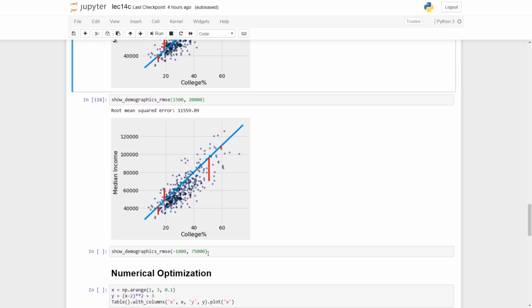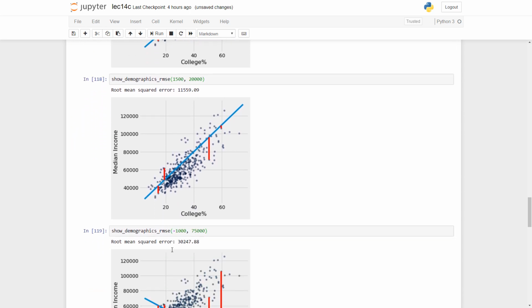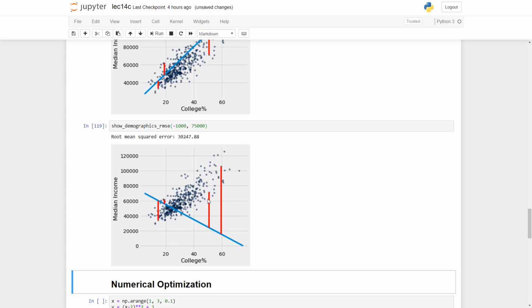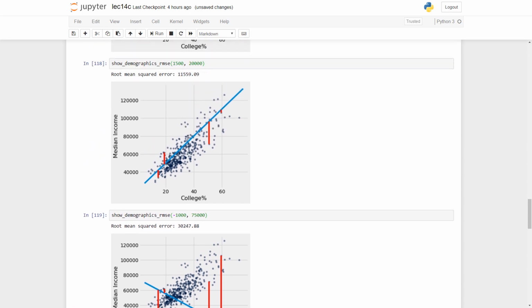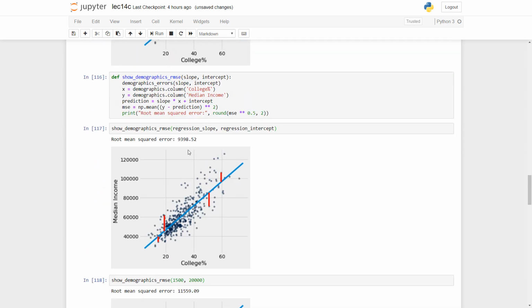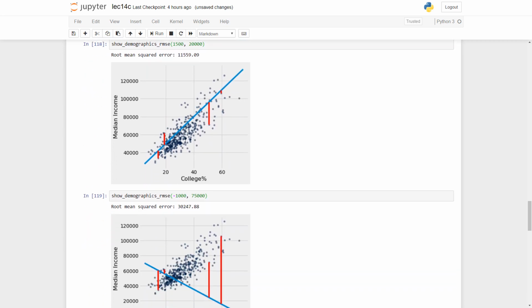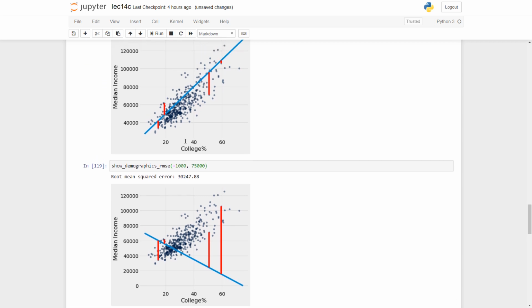Now let's try a different line with a negative slope. With a negative slope, with some of the errors also plotted here, you will see that the errors, of course, will be higher. Okay, because originally the data has a positive correlation, but the slope of that line here is negative, so we expect that the error will be much higher, which is the case. The root mean square error is 30,000 and something, which is much higher than this one, which is also much higher than this one.